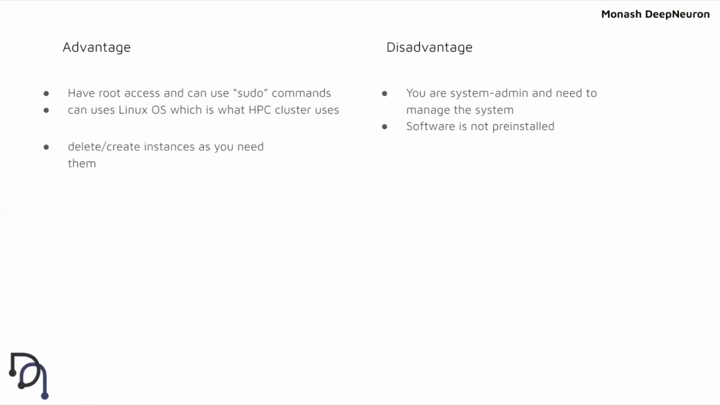Nectar Cloud is also very flexible to delete and create your instances as you need them. If you don't like the instance you're using, you can simply delete it and start a new one. For these reasons, in most of the HPC projects in DeepNeuron, we tend to use Nectar Cloud first to build and test our application before moving on to HPC for more computational resources.